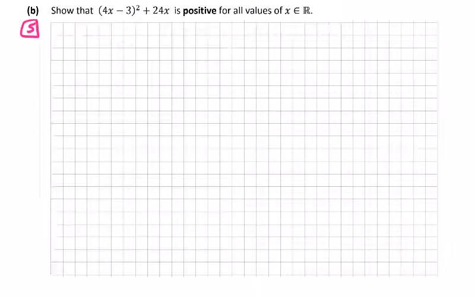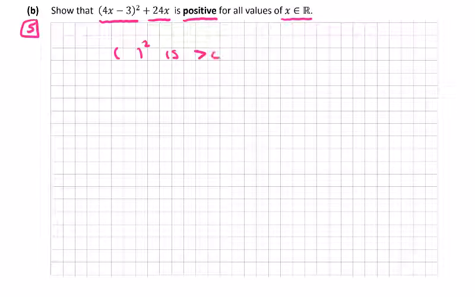12b, you're asked to show that (4x minus 3) squared plus 24x is positive. We're told that x is an element of real numbers, so it could be negative. So the key here is to show that something squared is greater than 0, and that should help us here. That will make it positive. So we've got to multiply out this bracket and see what happens.